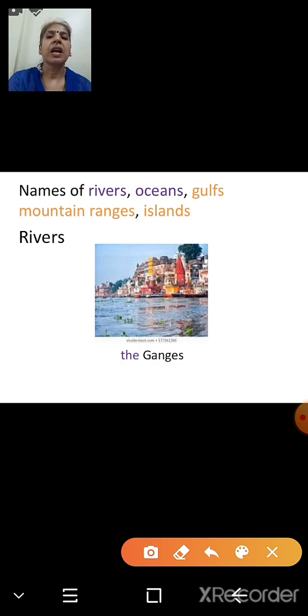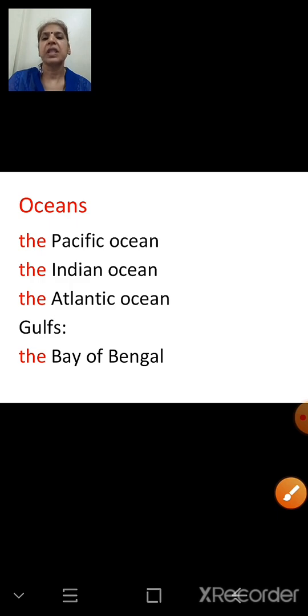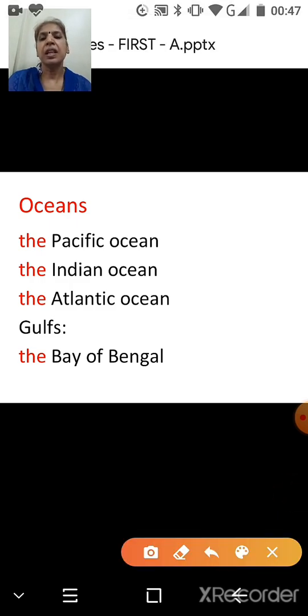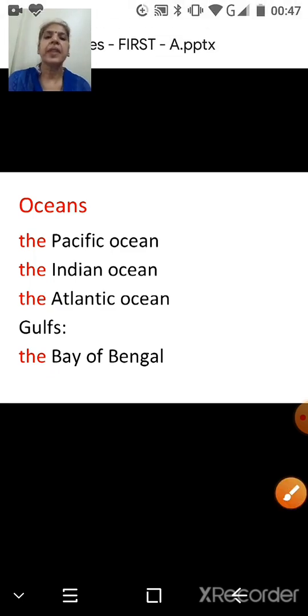If you are referring to the names of rivers, we use the article the. For oceans, we say the Pacific Ocean, the Indian Ocean, the Atlantic Ocean. So with the names of the oceans, we use the. Even for gulfs, the Bay of Bengal. The Bay of Bengal is a gulf. So with the names of gulfs and oceans, we use the article the.